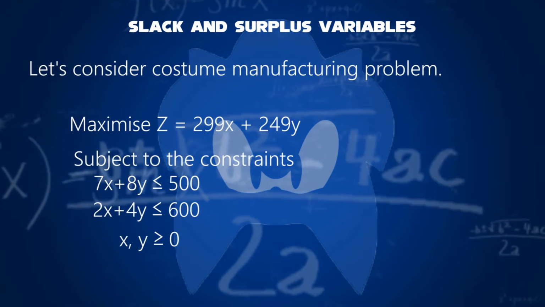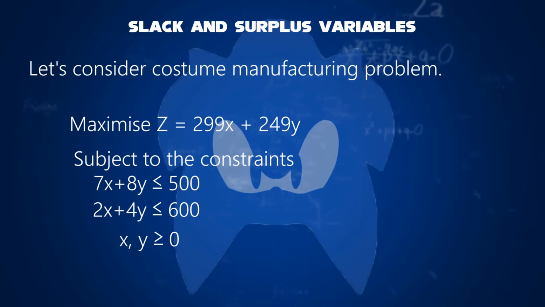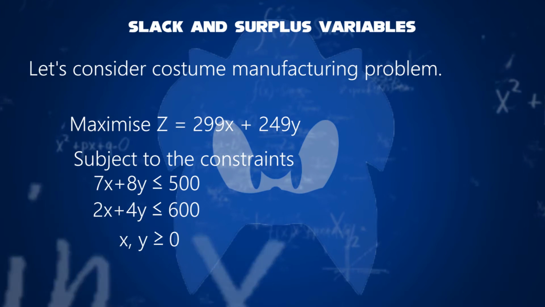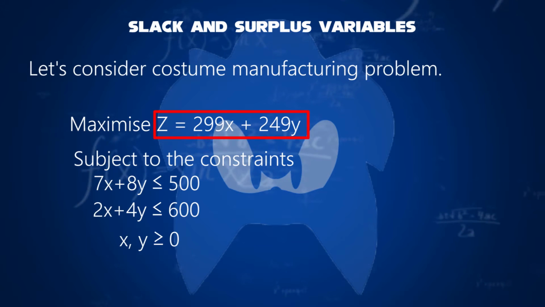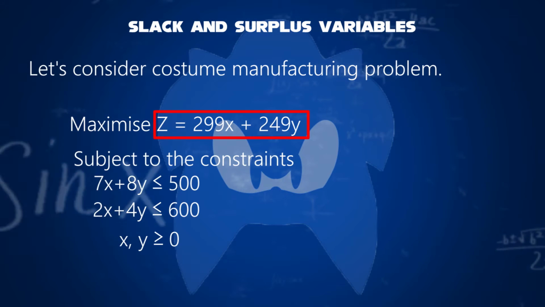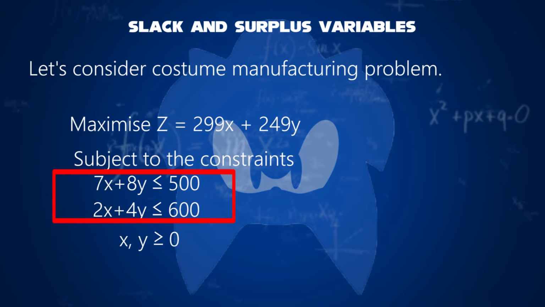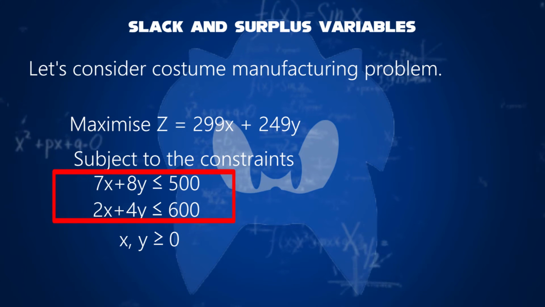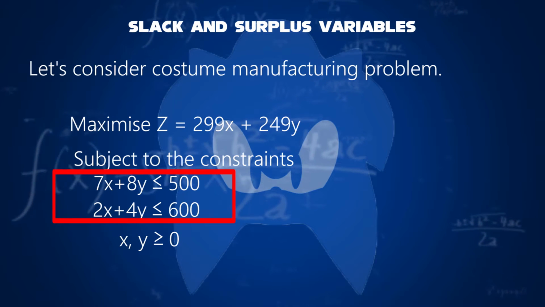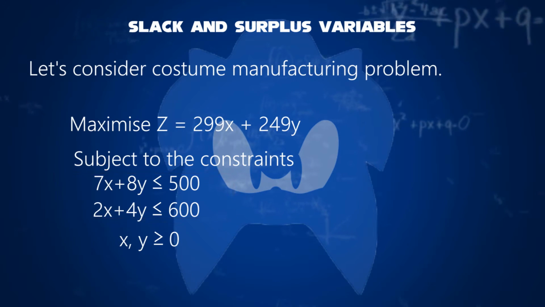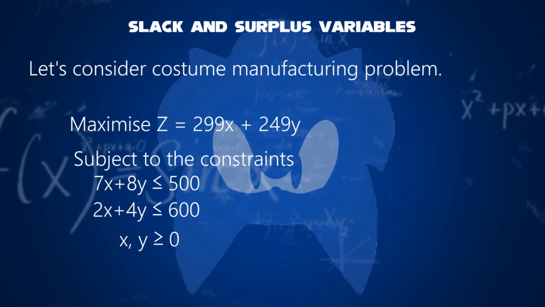Let's see the costume manufacturing problem. As I mentioned, there is only a less than sign used, so we use a slack variable. Maximize z equals 299x plus 249y, subject to the constraints 7x plus 8y less than or equal to 500, and 2x plus 4y less than or equal to 600, where x and y are non-negative quantities.